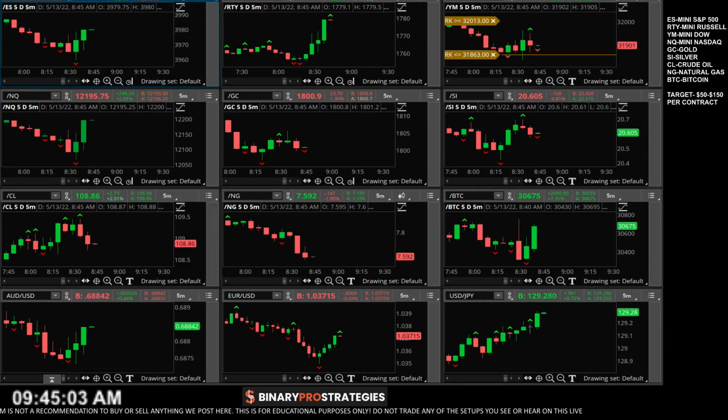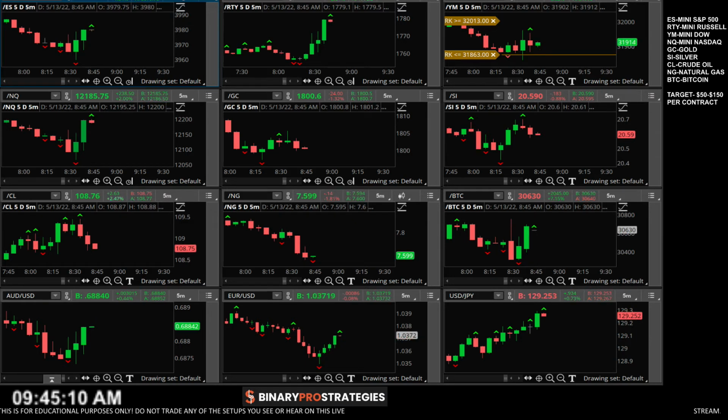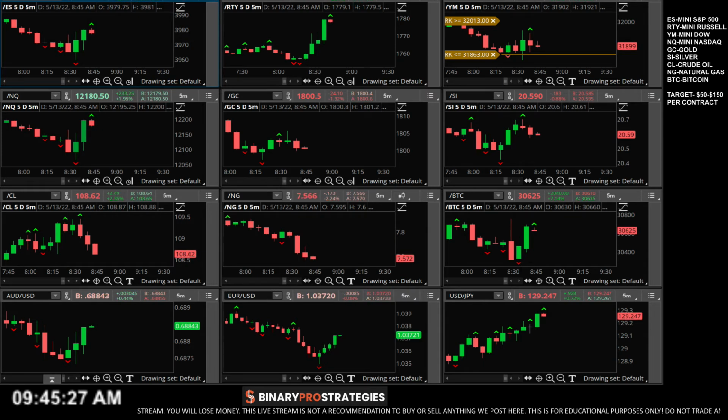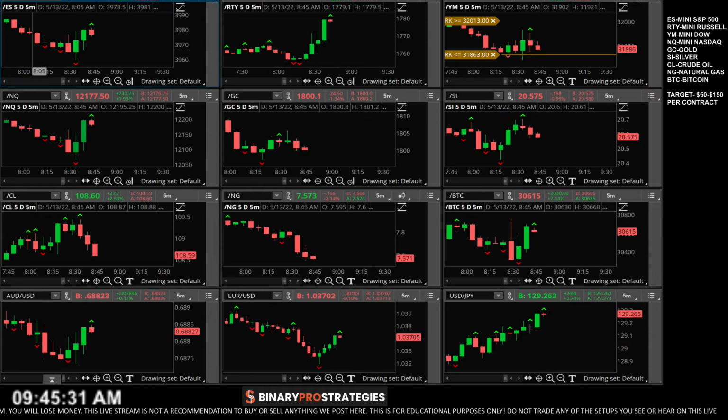So once again, I just put the symbols up here again so everybody's clear on what we're trading. Top right hand corner, as you can see, we've got ES for the E-mini. We're trading the mini Russell, mini Dow, and mini Nasdaq. Gold, silver, crude, and natural gas. And Bitcoin, and also looking at some currency pairs down here. I don't see anything on the currencies at this point. Was looking for a double buy on the yen, but it didn't hold, so no go there.